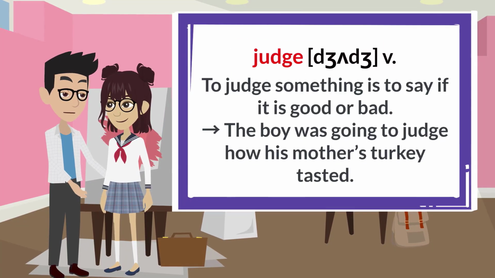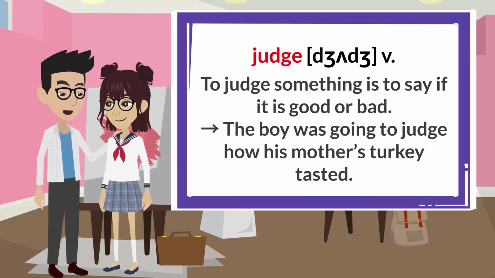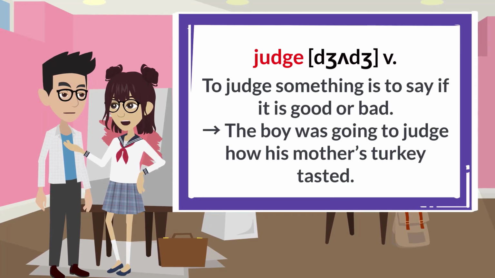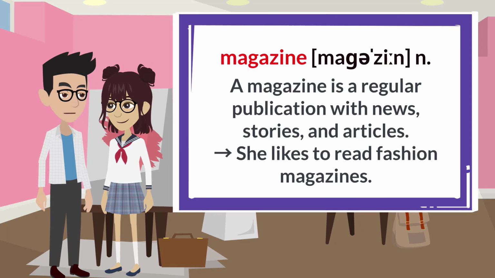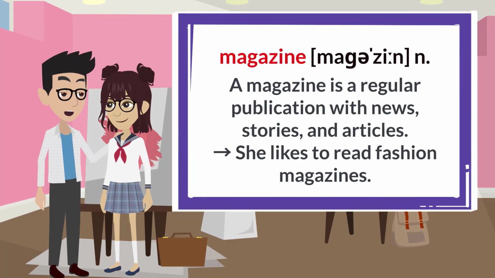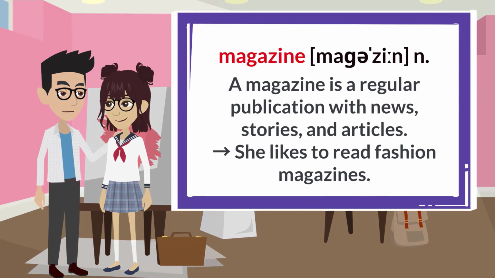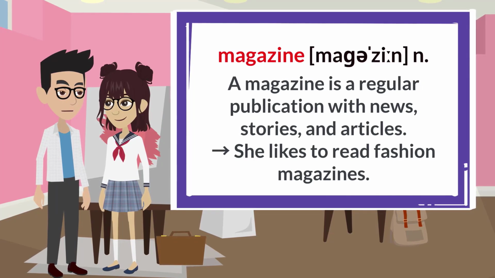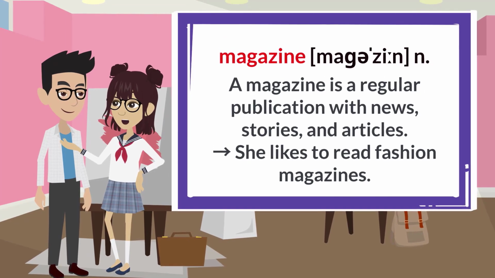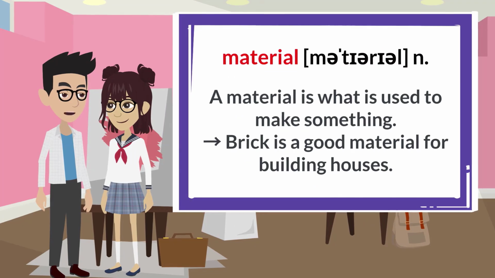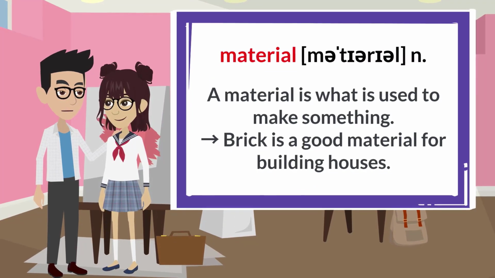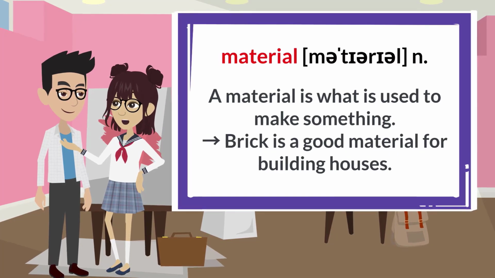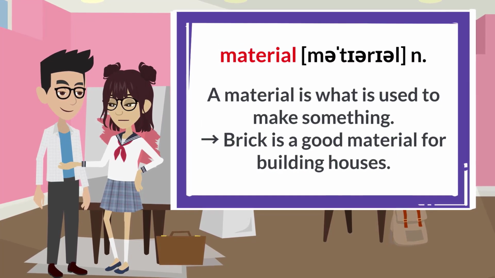Judge. To judge something is to say if it is good or bad. The boy was going to judge how his mother's turkey tasted. Magazine. A magazine is a regular publication with news, stories, and articles. She likes to read fashion magazines. Material. A material is what is used to make something. Brick is a good material for building houses.